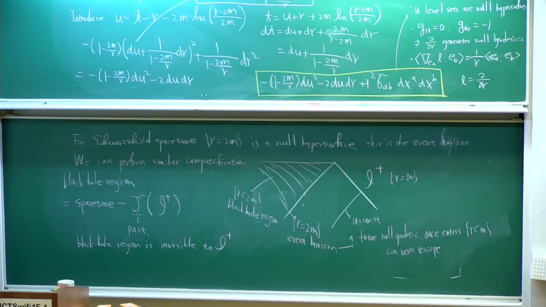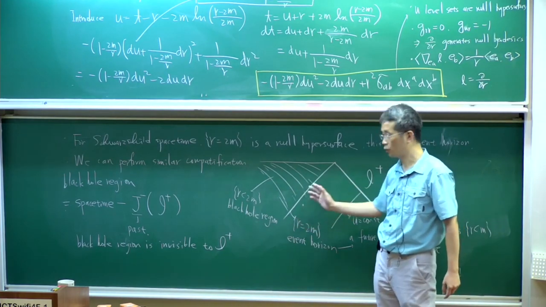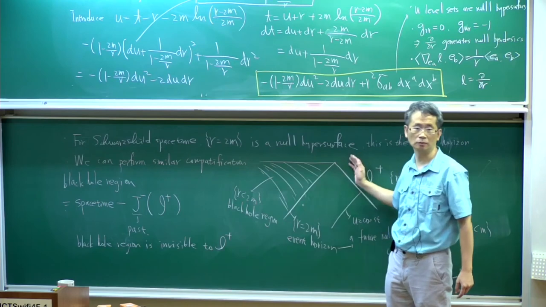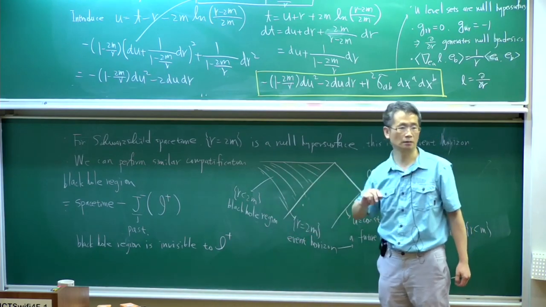For example, gravitational wave detection actually happens at I plus. This is how we see things. Also, in terms of the global structure of space-time, the black hole region is determined by I plus. You first have to know where I plus is, and look at all the points that can send signal to I plus. You remove these points, and what is left is the black hole region.